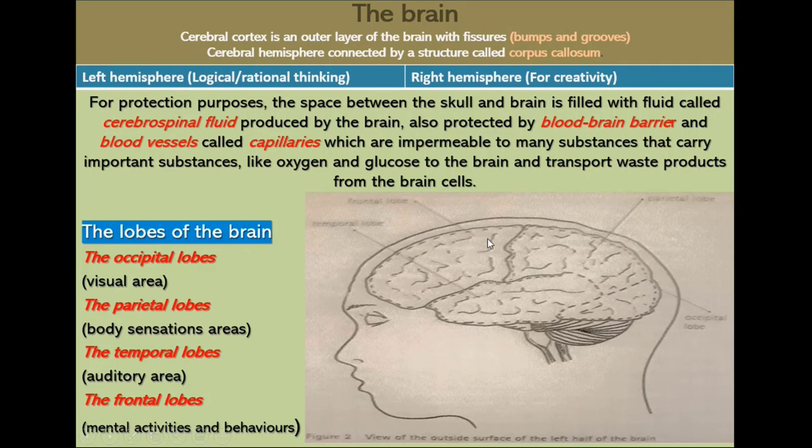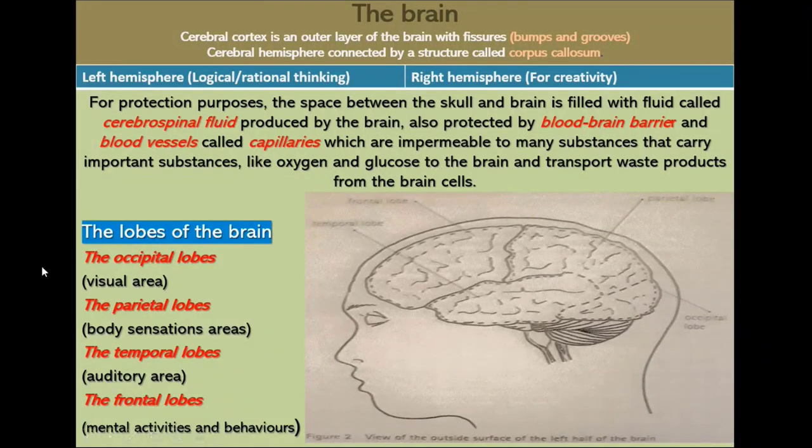This is the frontal lobe, the temporal lobe, which is below the frontal lobe, the parietal lobe, then the occipital lobe at your back. The function of the occipital lobe: it's a visual area. The visual area determines what you see. What you see in what way? The color.